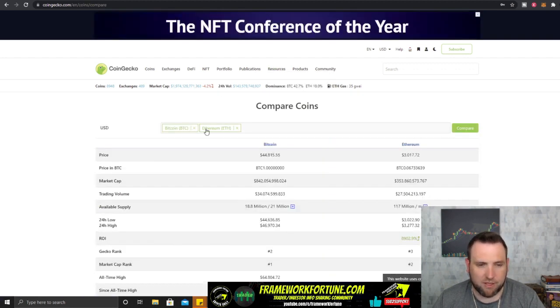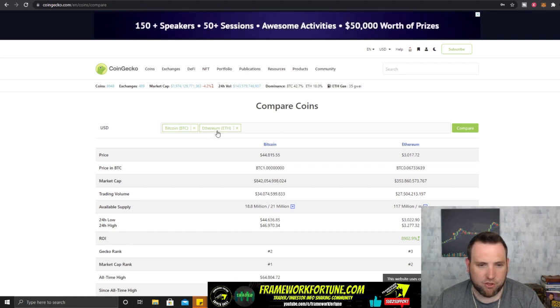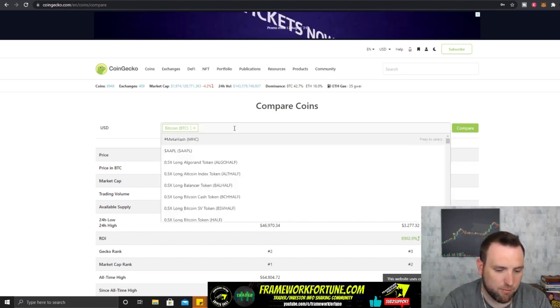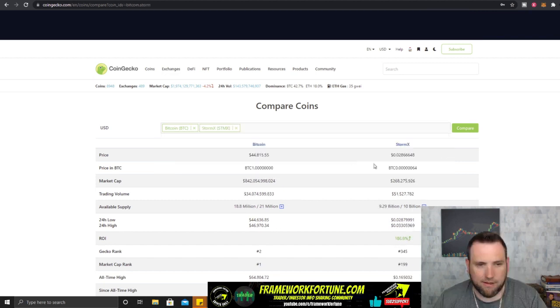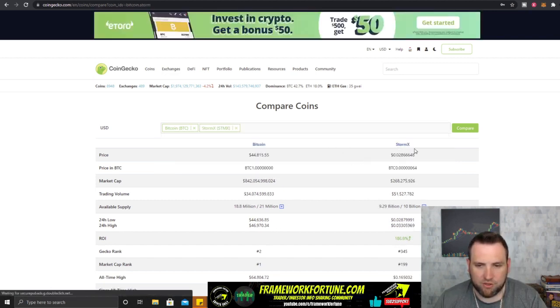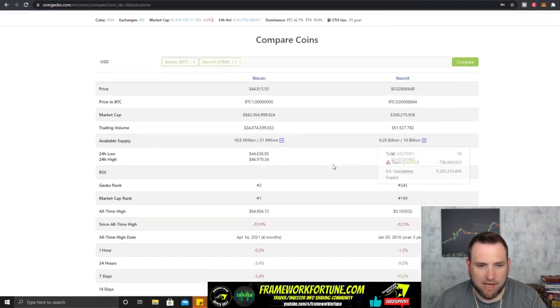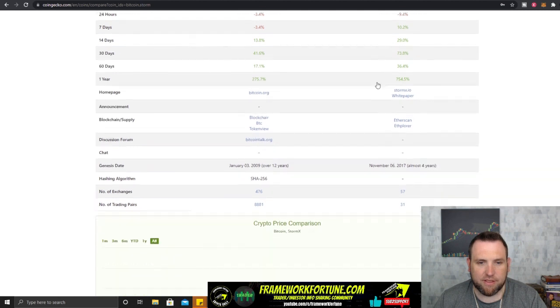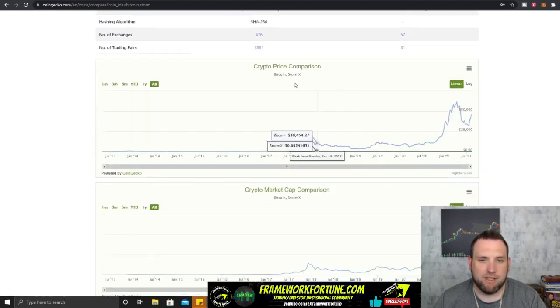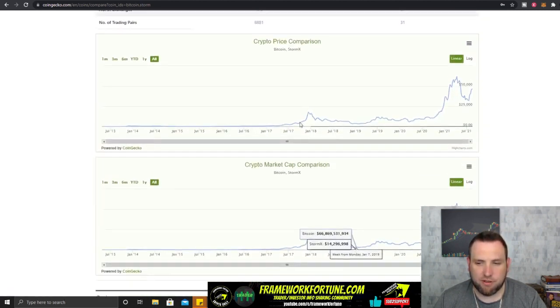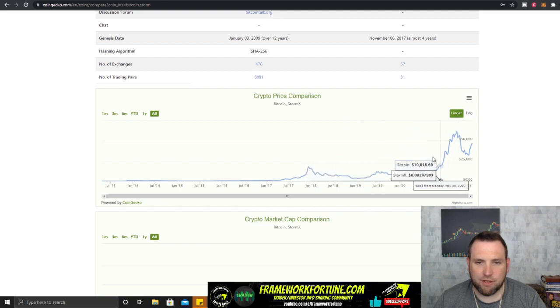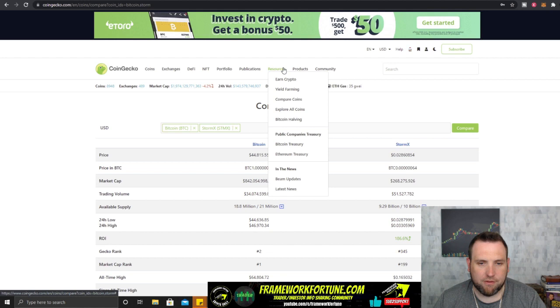So right there we've got Bitcoin and Ethereum that we're comparing. We can change those out. We can compare Bitcoin to Stormex, and then we can compare those two side by side. You can see the prices, the trading volume, the available supply, everything you need to compare your investments. And then you even get price charts of Bitcoin versus Stormex to see which one is performing better. So that's a nifty little tool to have.